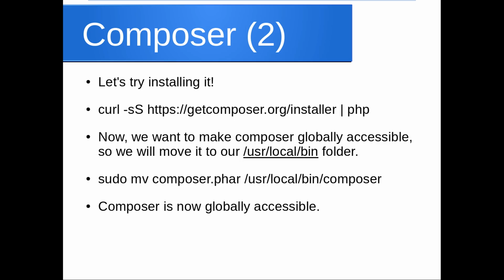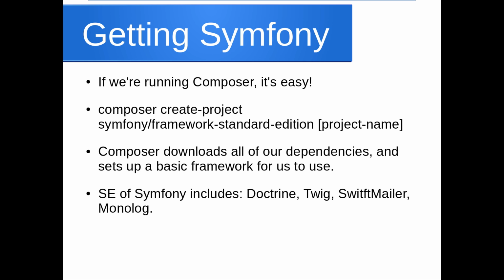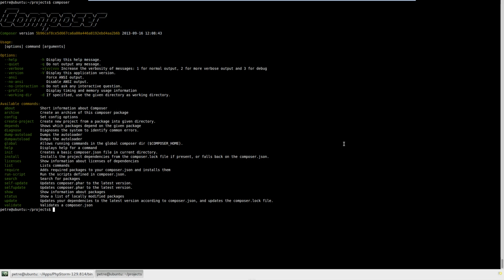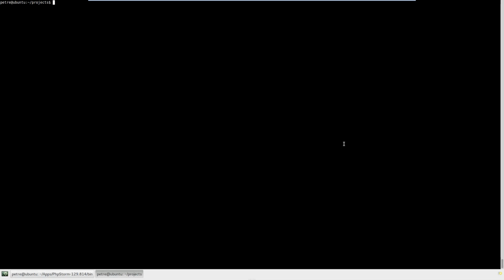Now, if we want to get Symfony, it's very easy if we're running Composer. We'll just indicate that we want the standard edition of the Symfony framework, and Composer will handle the retrieval of all our dependencies. Again, this is just a single one-liner to download Symfony. So: composer create-project, and then we indicate that we want the Symfony framework standard edition, and then we give it a project name, a folder name, if you will. Let's call it learning-session-2.